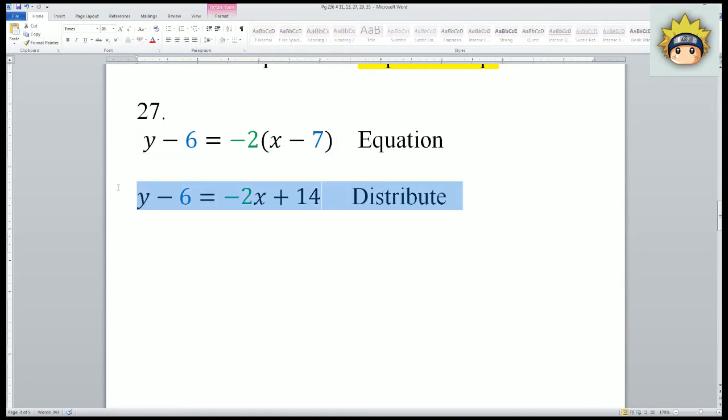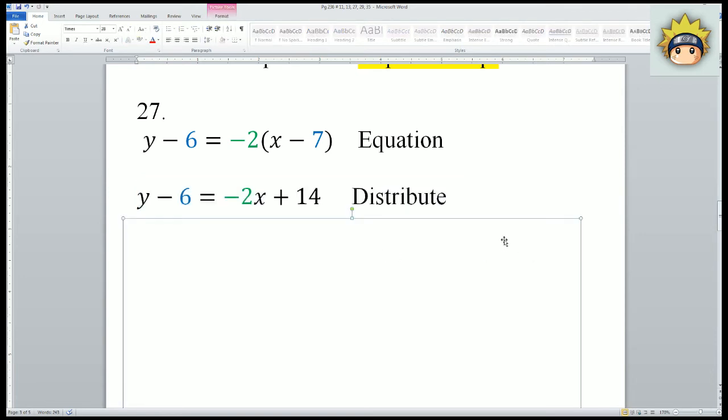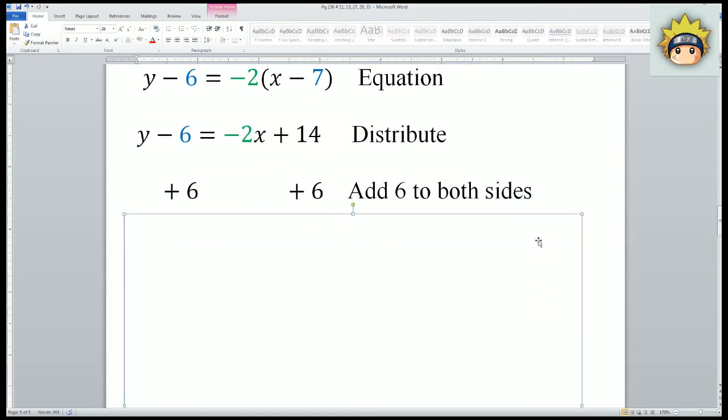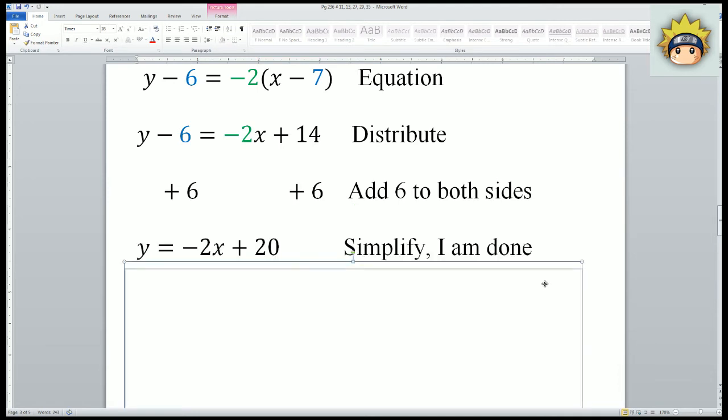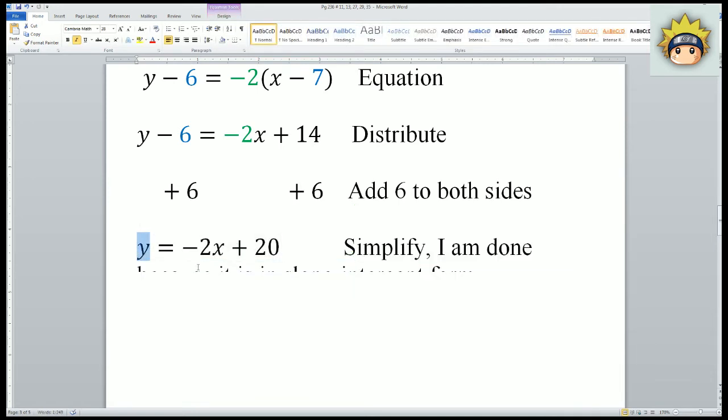This is what I do after I distribute. It should look like that. Y is not alone yet, so I have to add 6 to both sides. Once I add 6 to both sides, what is left over on my left-hand side is a y. On my right-hand side, it's a minus 2x. 14 plus 6 is 20.